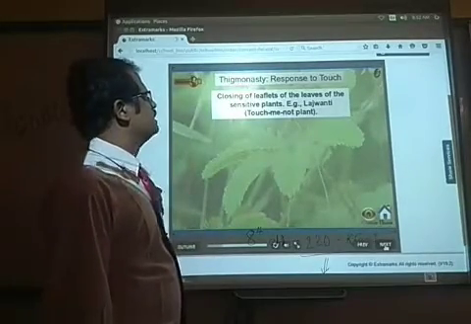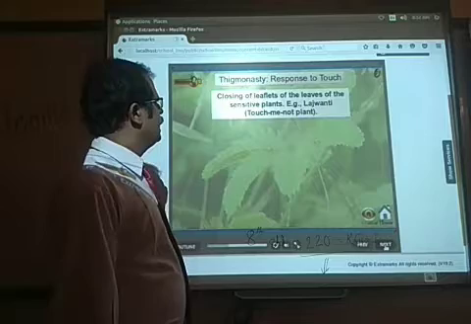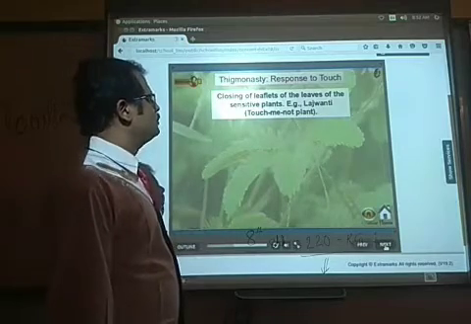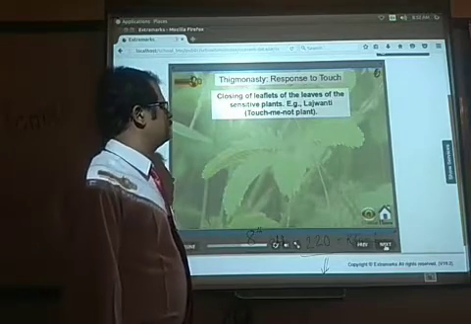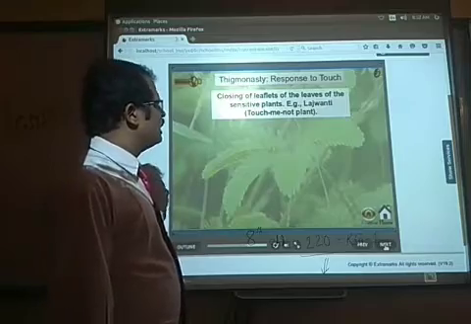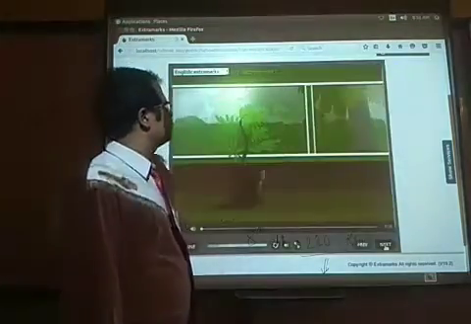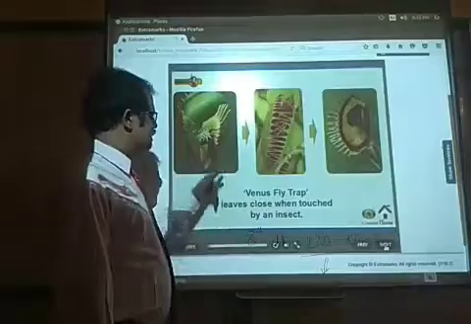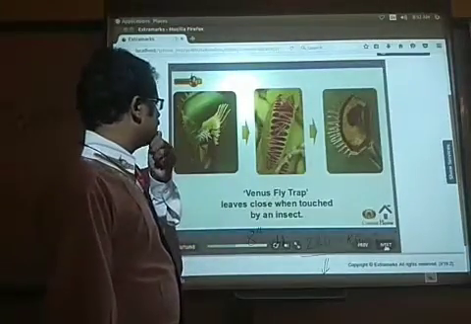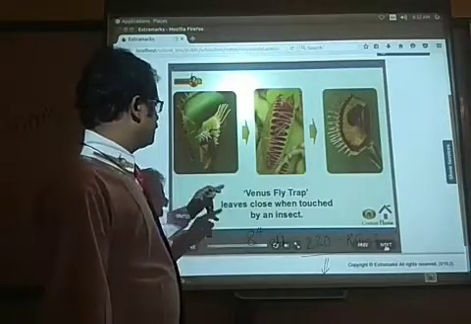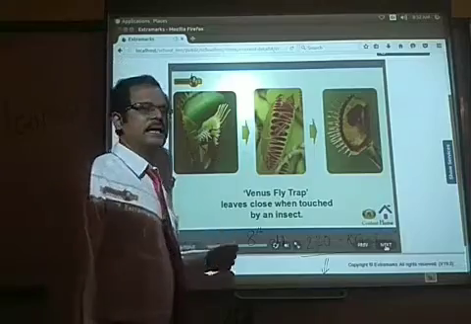Now, thermonasty, response to touch. It means closing of the leaflets of the leaves of a sensitive plant. As an example, the touch-me-not plant. This is the touch-me-not plant. After that, the Venus flytrap: its leaves close when touched by an insect.